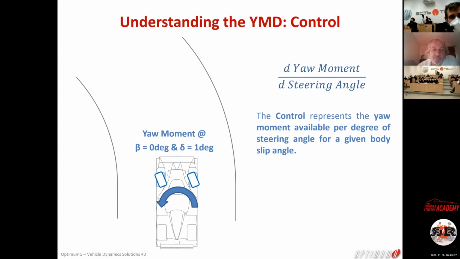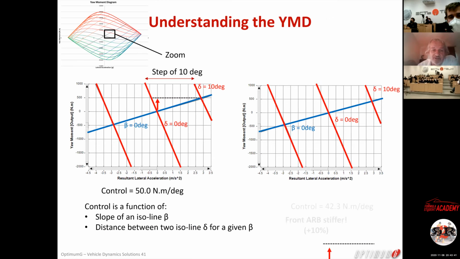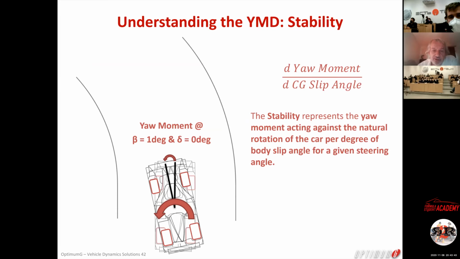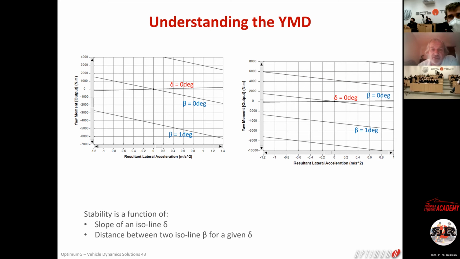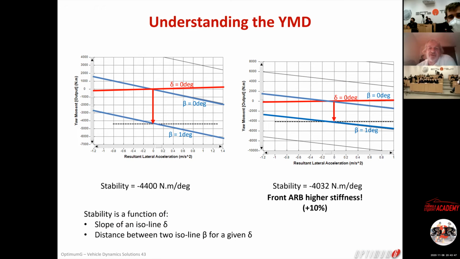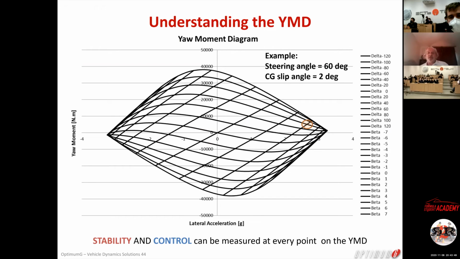Okay, because you see the beta is 0 and you change the delta, or here the delta is 0 and you change the beta, but you are at the entrance of the corner. Nothing prevents you from calculating the slope on a given ISO line of delta, going from one beta to another, or the slope for a given delta and changing the beta.